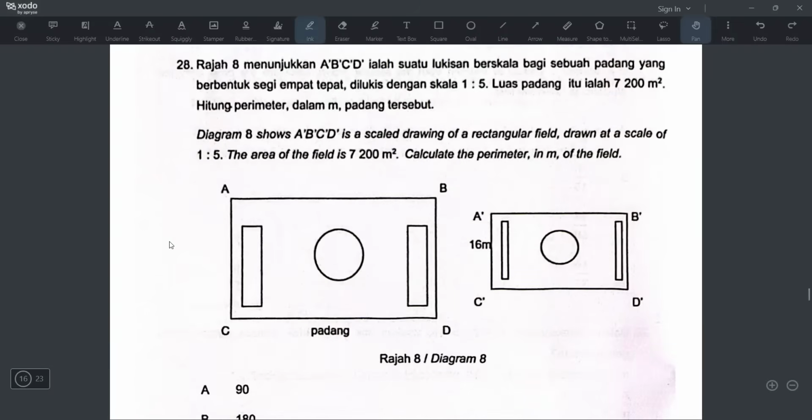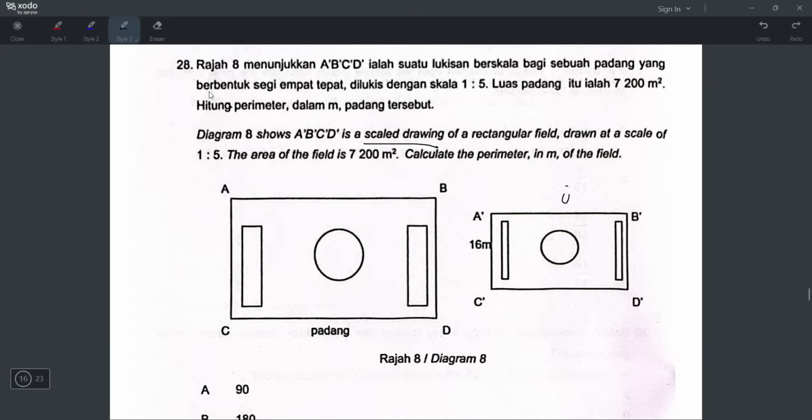Okay, 28. This one is under which topic? Okay, it's a lower form topic and it's called scale drawing. Okay, let's read the question. Diagram 8 shows A prime, B prime, C prime, D prime, which is the small one, is a scale drawing of a rectangular field. Okay, I will straight away go here and write I. I stands for image. Why do I write I? Because they say this is the image.